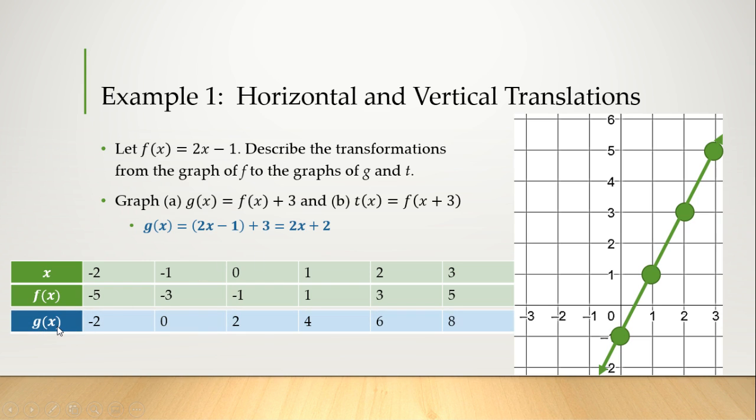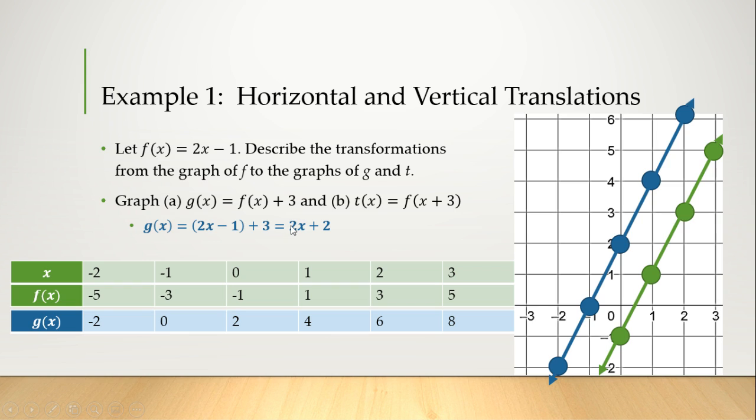So here's my g of x. I used the exact same x numbers as above. So if I put a negative 2 into g of x, I get 2 times negative 2, which is negative 4, plus the 2 would then be negative 2. And so that's where I've got all these numbers for g of x. And then we begin graphing each of them, and we draw the line through them.